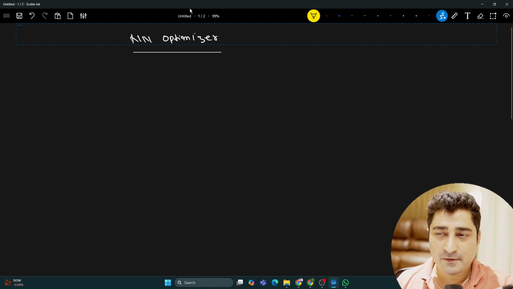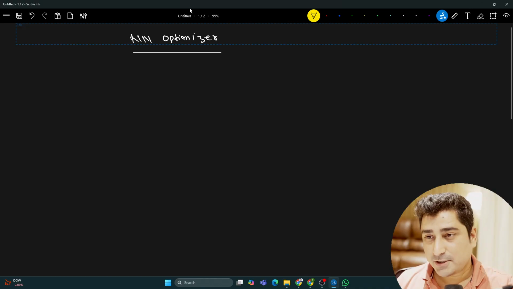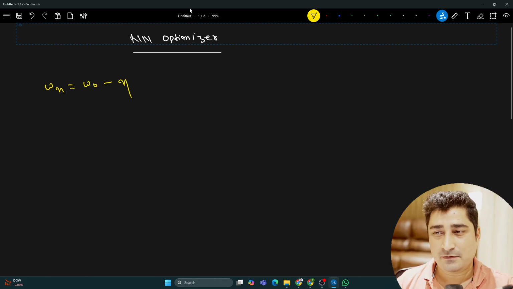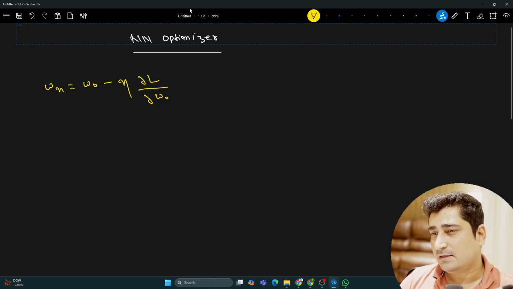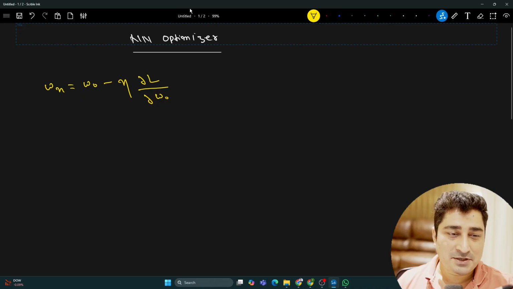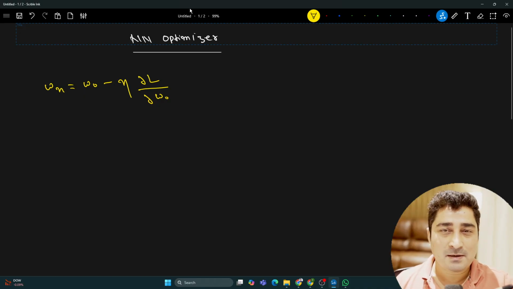If you remember, when I was talking about neural network backward propagation, I wrote something like weight new is going to be weight old minus eta, which is the learning rate, and then the partial derivative of the loss with respect to the weight, the old weight obviously, right? Now this is called the optimizer equation. Technically, this is called the optimizer equation. Now there is a name for this particular equation that we are talking about.